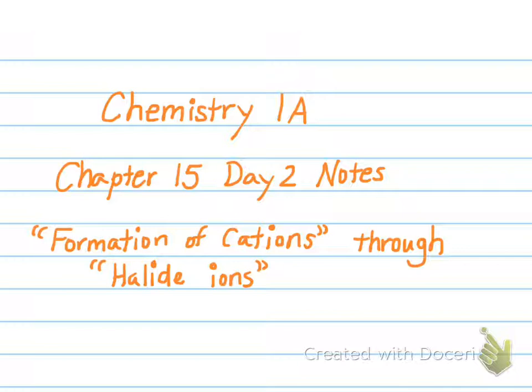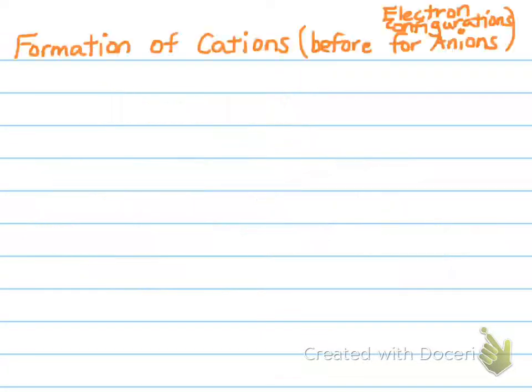We're going to be starting on your outline. It's not written on your outline, but at the formation of cations and finishing through halide ions, which is the end of Chapter 15, Section 1. So the formation of cations, this is not written on your outline. However, it should go wherever you ended your octet rule stuff, and before electron configurations for anions, there's quite a bit of information here. So I would start right underneath wherever you ended your octet rule notes.